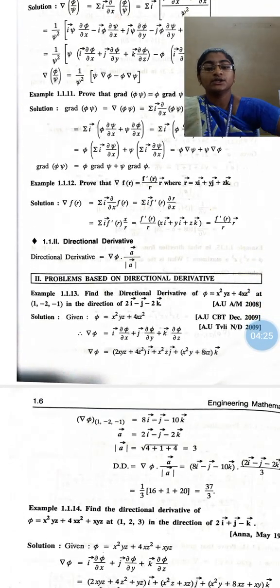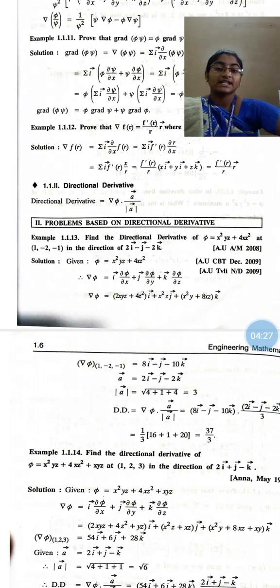Okay, in the second one we are going to see directional derivative. So the directional derivative formula is del phi dot a vector divided by modulus of a vector. First of all, we have to find the value of del phi. Then a vector is nothing but the given direction, and for that we have to take the modulus.